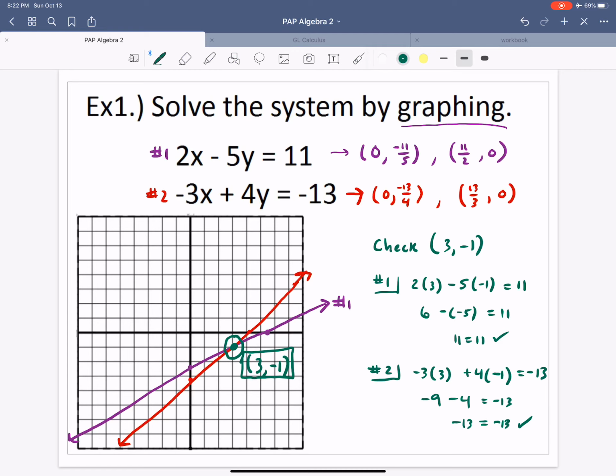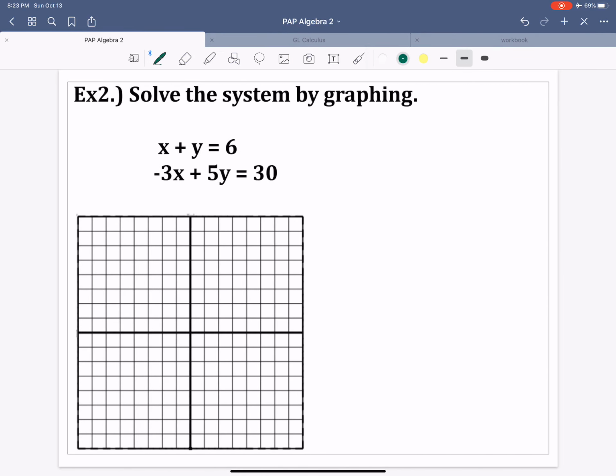Okay, so (3, -1) is the only combination of x and y that makes both of these equations true at the same time. So as we solve systems of equations, our answer will always be in the form of an ordered pair because you're looking for an x value and a y value that make both equal at the same time. Okay, so let's go on to our next question.